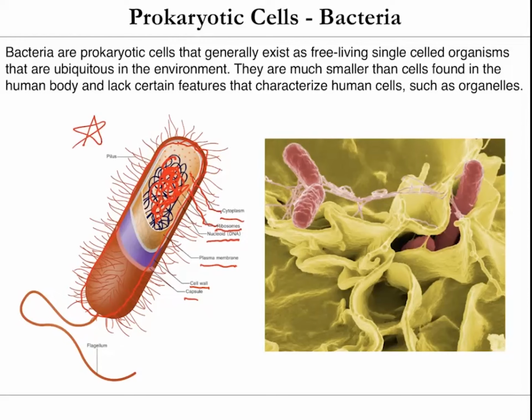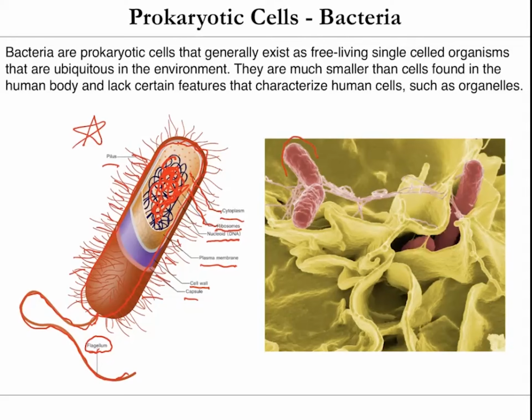Some bacteria also have a flagellum. That would be this thing right here, which allows them to move around. And some bacteria can have things like pili, which are also used for motility, and can extend outside of the bacteria and allow them to move around. Now, a really important thing about prokaryotic bacteria is that they are much, much smaller than eukaryotic cells that you would have in your body.